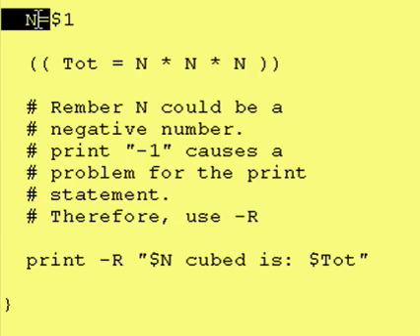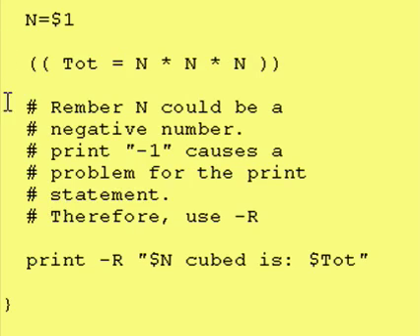So we're just assigning the value that they pass to the function, which is in $1, to n, and we cube it. And just a reminder, the double parentheses mean do math, and it assumes that anything within the double parentheses is a variable. Therefore, you do not need the $ in front of the n to get the value from it.